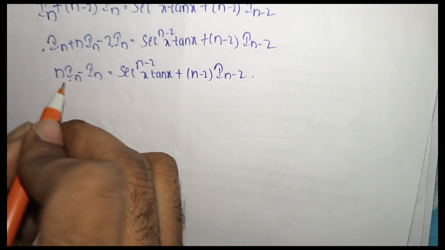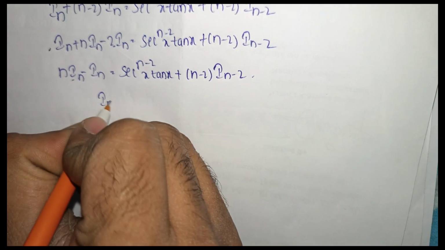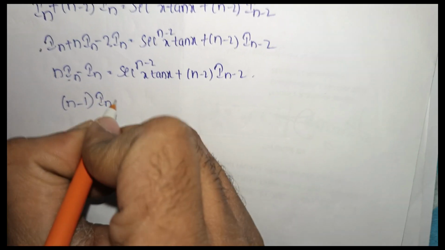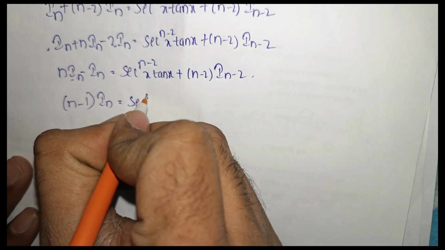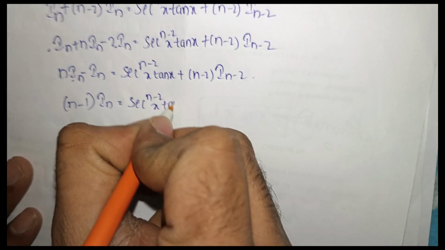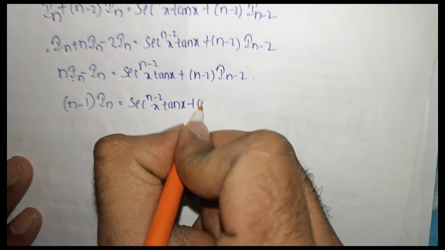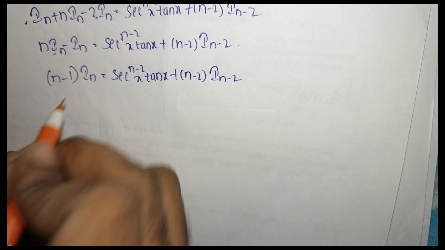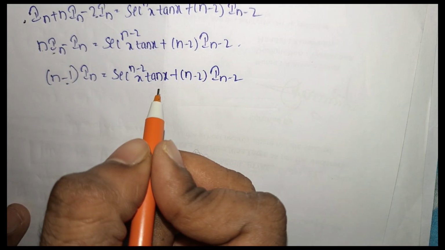So what is common here? I'm taking out I_n as common. I_n (n minus 1) is equal to secant to the power of n minus 2 x tan x plus (n minus 2) I_(n minus 2). Sending this n minus 1 to the right-hand side, what do you get?